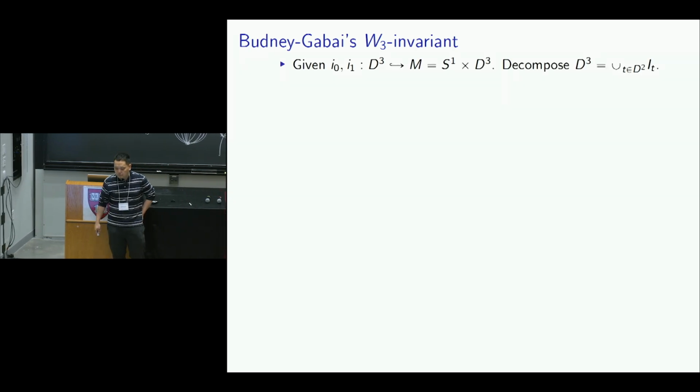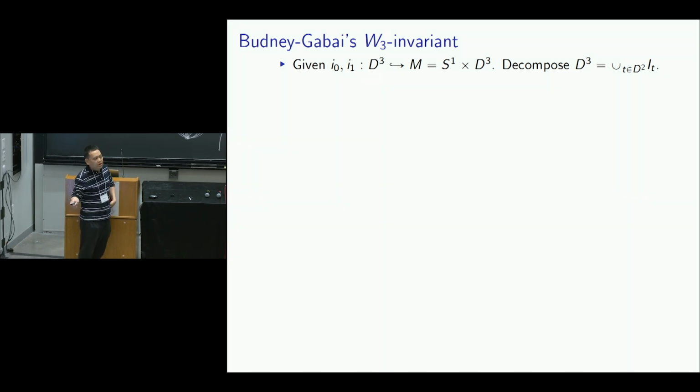So what's that? In their initial paper, they study the specific manifold S1 cross D3 and consider two embeddings from the three-dimensional disk to this manifold, which are both standard near the boundary. Okay, they're just like a point cross disk. Then again, they decompose this three-dimensional disk into a two-dimensional family of arcs.